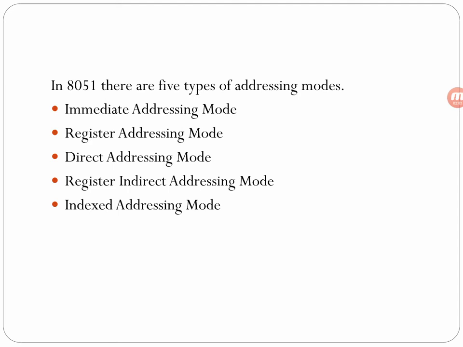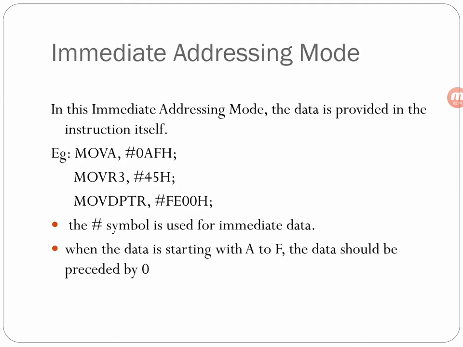There are 5 addressing modes in 8051. Immediate addressing mode, register addressing mode, direct addressing mode, register indirect addressing mode and indexed addressing mode. So, let us begin with the immediate addressing mode. In this immediate addressing mode, as the name indicates, the data is provided in the instruction itself. Your controller need not fetch from memory or anything, it is directly part of the instruction.